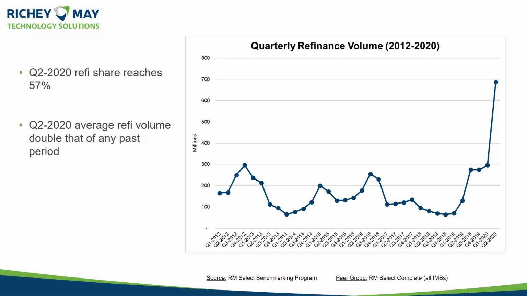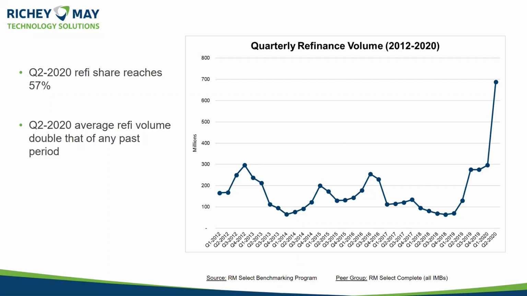During Q2, refi volume reaches 57%. So that's the highest refi share that we've seen in all the years, even 2012 when we had a significant refi boom. And if we look at Q2 individually, the refi volume is more than double that of any past refi volume. So just really significant.